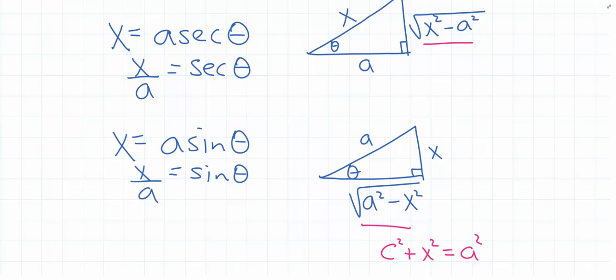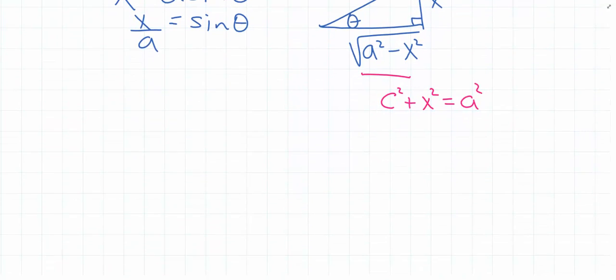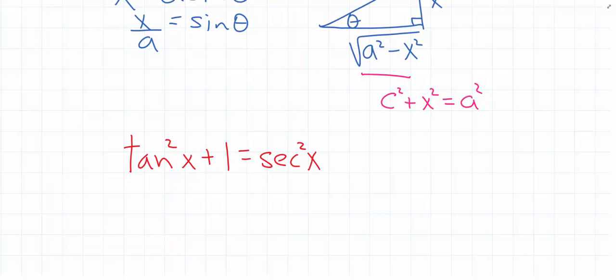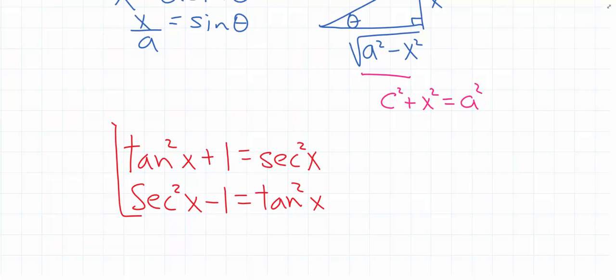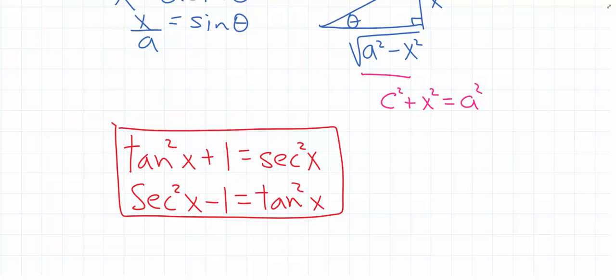Now, what we want to do is keep these three things in mind, and also keep in mind the Pythagorean identities. The Pythagorean identity says that tangent squared x plus 1 equals secant squared x. We also want to keep in mind that secant squared x minus 1 equals tangent squared x. So we want to think about both forms. And the other thing we want to keep in mind is that 1 minus sine squared x is equal to cosine squared x. Another Pythagorean identity.